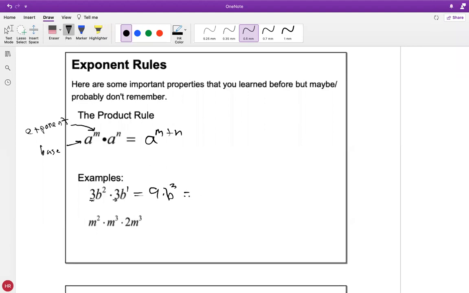I wrote that multiplication dot. Normally I wouldn't do that. 9b cubed. Same situation here. There's 1 times 2 is 2. And then I got a squared, a cubed, and a cube. That's 2 plus 3 is 8. 2m to the 8th. So that's how the product rule works. Multiply exponents with the same base. We add the exponents.